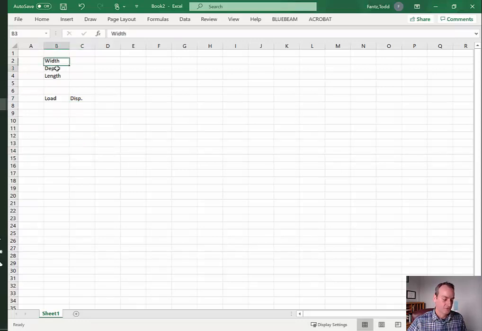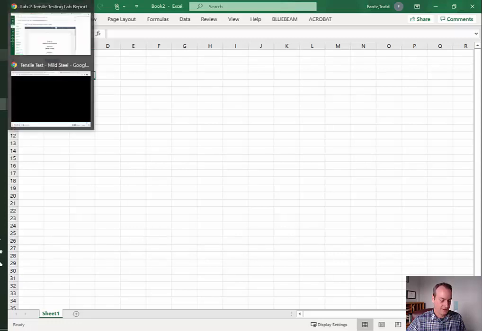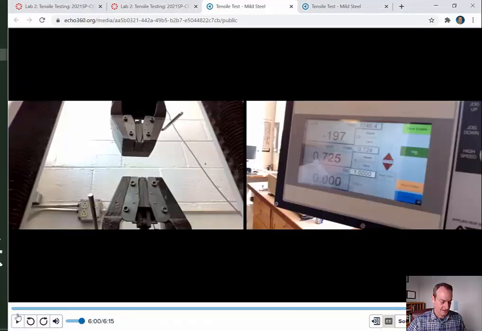Now what I'm doing is I just wrote these out in a cell, and then on this side I'm going to put in those values. So I'm going to get these from that video. So let's start the video, see what it looks like.